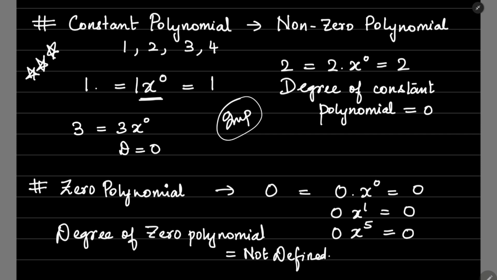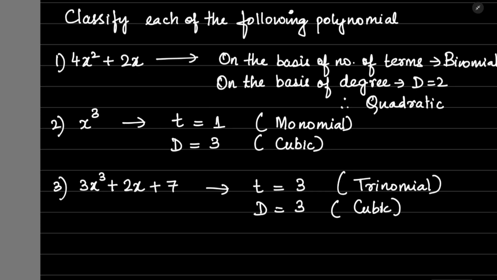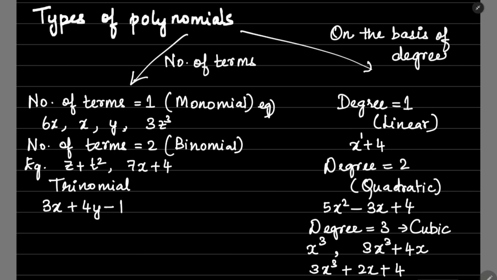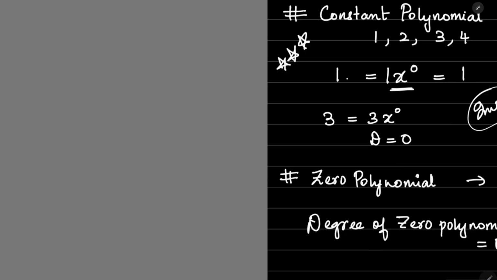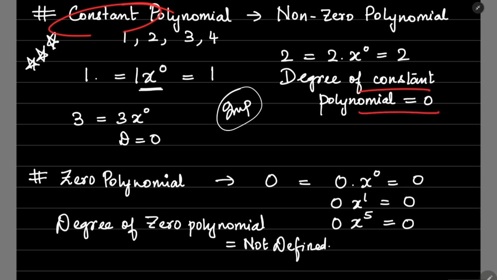So these are the basic types. I would like all of you to revise this once again. In this particular video, I will stop here and I will continue the value of the polynomial in the next video. In today's video, we saw the types of polynomials based on the terms, that is monomial, binomial and trinomial, and the types based on the degree: linear, quadratic as well as cubic. Apart from that, we also saw constant polynomial whose degree will always be 0 and zero polynomial whose degree cannot be defined.